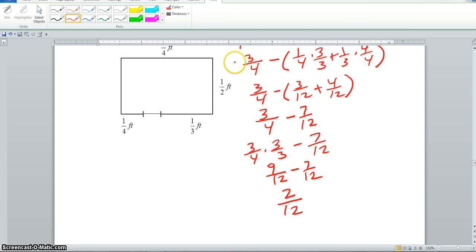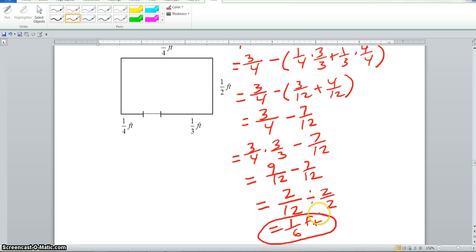Now one thing I forgot to do up here was put these equal signs here. Now with 2 twelfths, we can simplify that by dividing the numerator and denominator by 2. So that would give us 1/6, and that would be feet. So that is the width of the door.